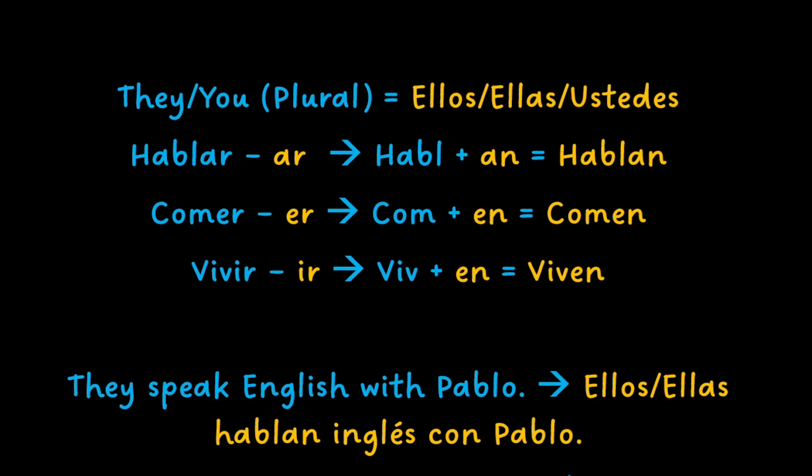They in Spanish is ellos or ellas, and you when talking to multiple people is ustedes. To conjugate these forms, we drop the ending, and we add an to hablar, and en to comer and vivir. So hablar becomes hablan, comer becomes comen, and vivir becomes viven.